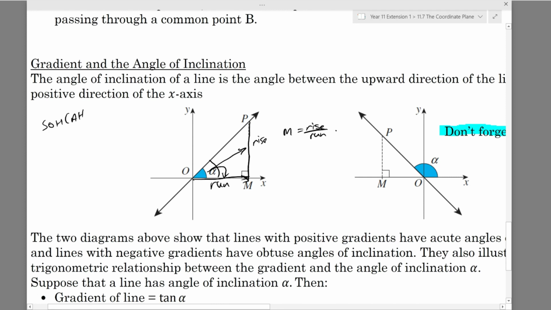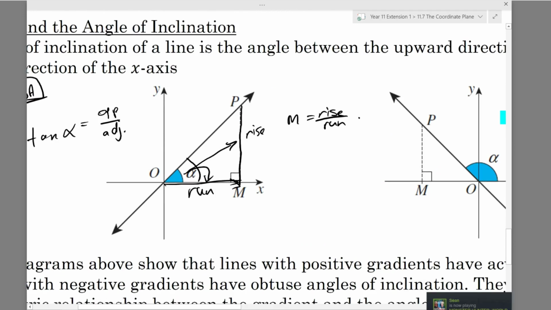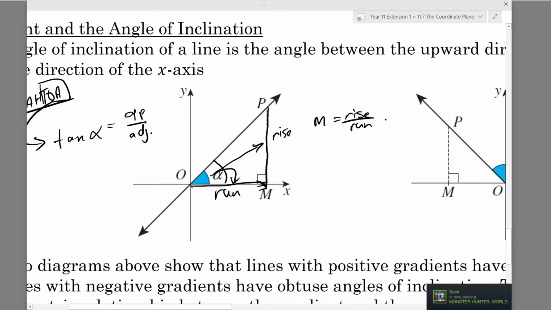Remember these guys? SOH CAH TOA. We haven't actually done these this year, and we will be doing them later on. But we are only going to focus on this guy here, the opposite and adjacent. So that is tan. So tan alpha is equal to the opposite over the adjacent. So my opposite in this case is a rise, and my adjacent is a run. So my tan alpha is equal to my rise over my run.